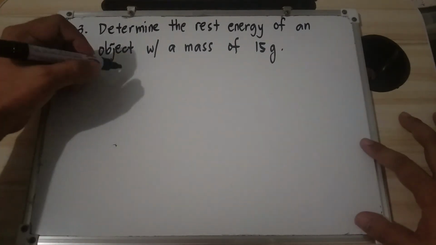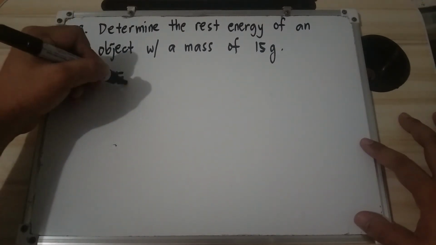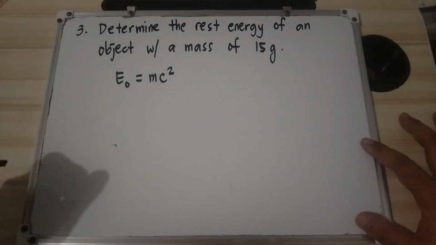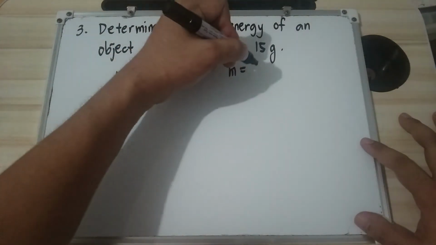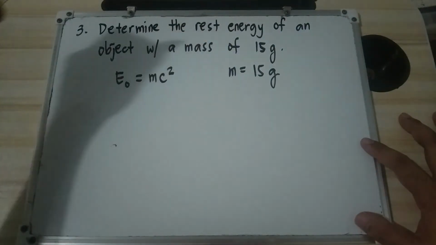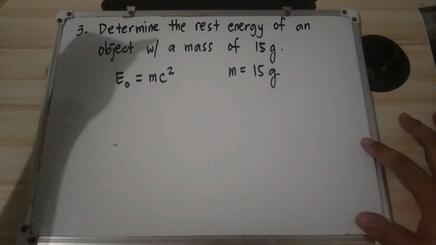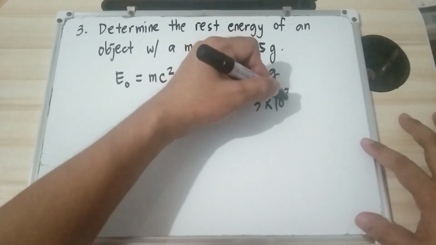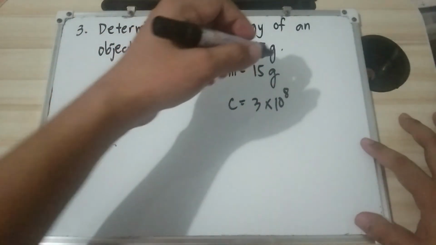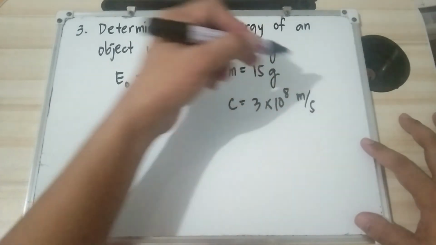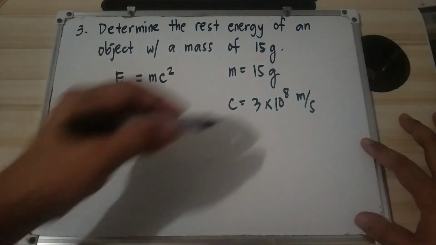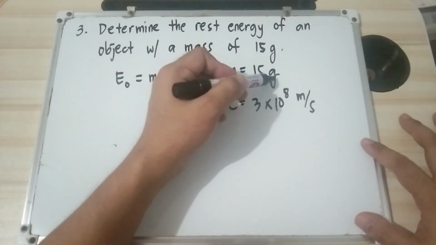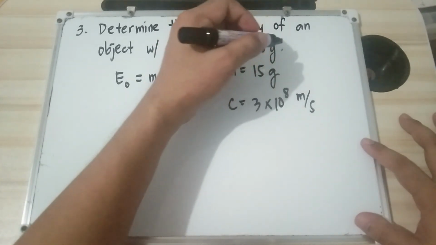Number 3, determine the rest energy of an object with a mass of 15 grams. So solution, E sub O is equal to mc squared. Alright. And what are the given? Mass is equal to 15 grams. And that's it. Okay. And C, we have 3 times 10 raised to 8 meters per second. Speed of light. Okay, take note that the unit in mass we have is in terms of grams. So we need to convert it first to kilograms.